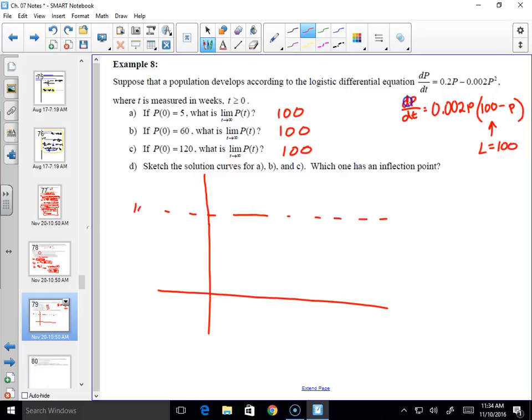There's 100. P of 0 equals 5. What's going to happen? He's way down here. Where is it supposed to be growing the fastest? It's 50. This guy's gonna do exponential growth until there, and then he's gonna level out, and then he's gonna go to 100. Okay, what if P of 0 is 60?